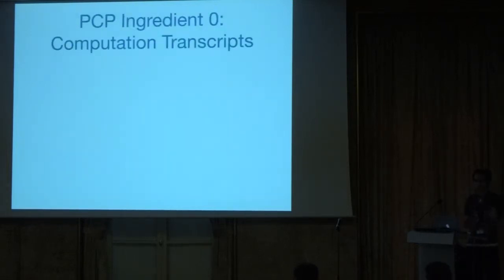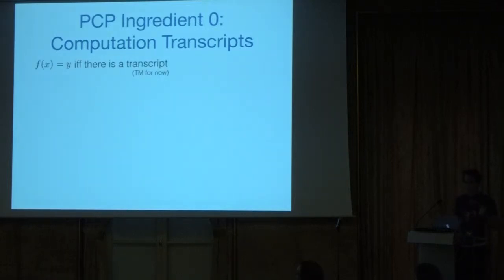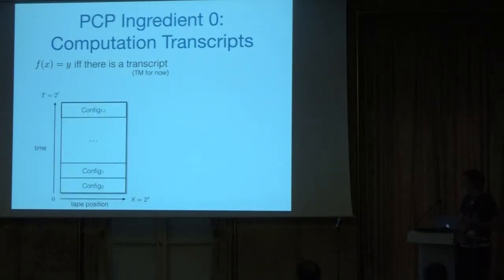Okay, so first of all, the most basic ingredient in any PCP is the idea of looking at a computation transcript. Suppose you have your function f and it's computable by a Turing machine. We'll just stick with Turing machines for pretty much the remainder of the talk. So f of x is going to be equal to y if and only if there is a computation transcript that supports this fact. A computation transcript is you write down the sequence of all the configurations that the Turing machine goes through.